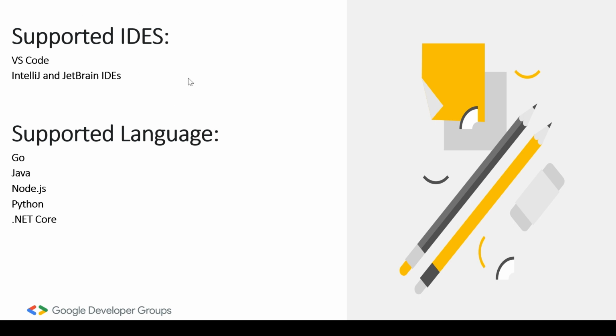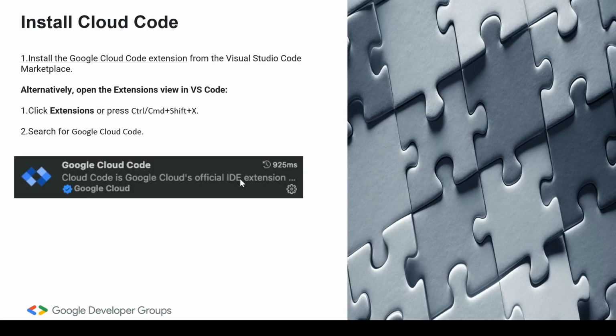Here are the supported IDEs. You can use Cloud Code with VS Code, IntelliJ, or JetBrains IDEs, and the supported languages as of now are Go, Java, Node.js, Python, and .NET Core. How do you install Cloud Code? It's very easy. You can install the Google Cloud extension from the Visual Studio Code Marketplace, or alternatively, you can just open your IDE, search for the extension, and simply install it. It's pretty easy. I'll show it in the demo.